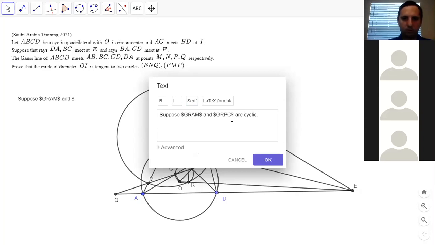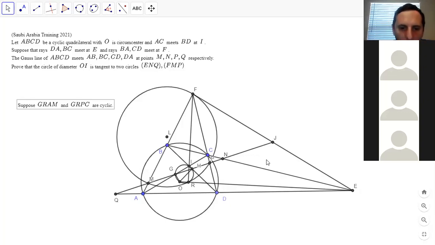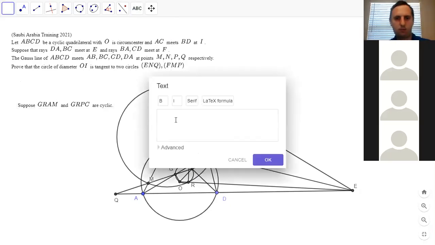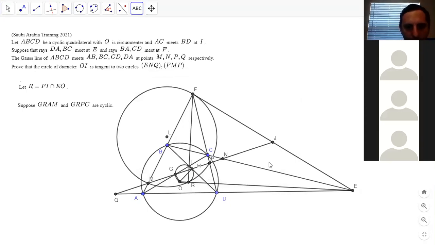Well, we can define R as the altitude from A onto O, from F onto OE, and by the proof of the Brocard's theorem, R lies on RIDA, and RICD is also cyclic, as well as AORD and BORC. Okay, so we could define R to be the intersection of AI and EO. All right. FI. Okay.